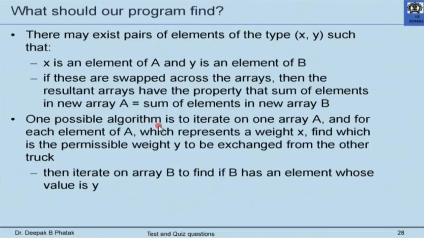One possible algorithm is to examine every element in one array A, and for each element, which represents some weight, let us say x, find if there is any permissible weight y from the other truck. That means, you go through one array, take one element. Now, go through the second array, all the elements, and find out if there is a corresponding element y. So, iterate on array B to find whether B has an element whose value is y. If there is no y for this x, I ditch this element, go to the next element.